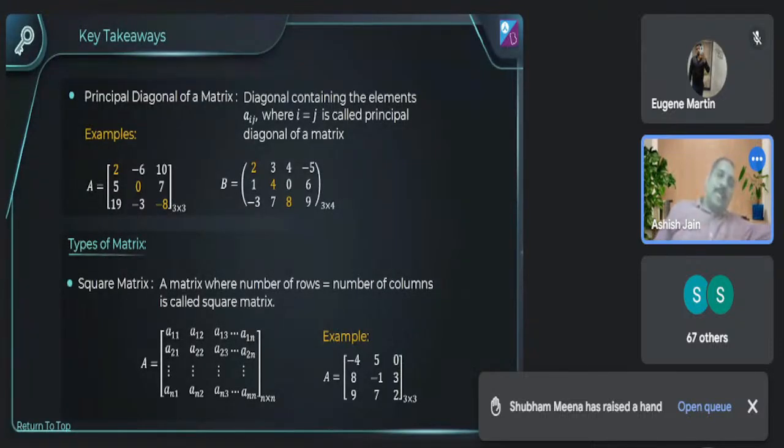Next type of matrix, नीचे पहले देखो, नीचे लिखा हुआ है. Next type of matrix is called a square matrix. A square matrix is a matrix in which we have an equal number of rows and columns. That means the value of m and n both are equal. Suppose we have a matrix like this, A is equal to -4, 5, 0, 8, -1, 3.